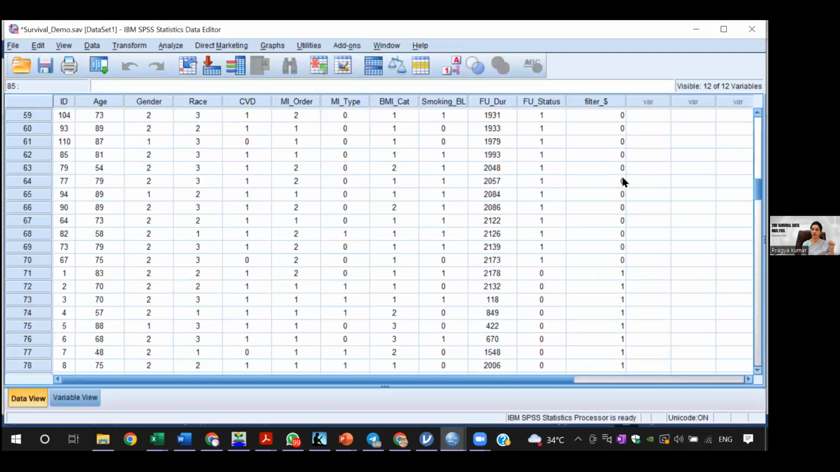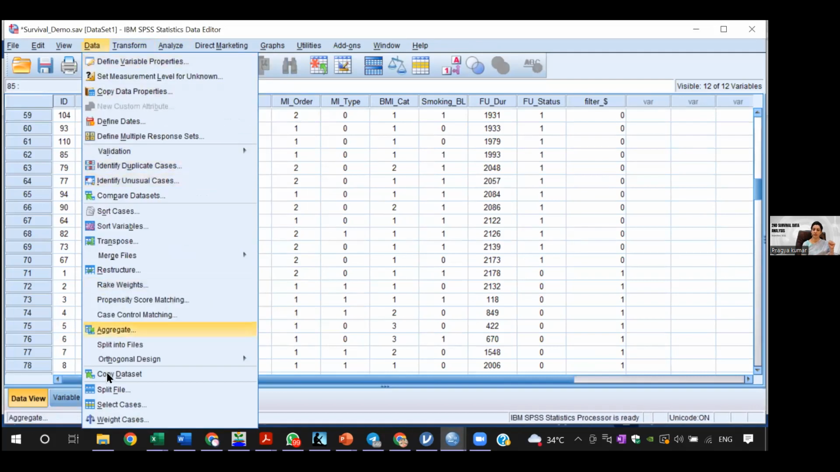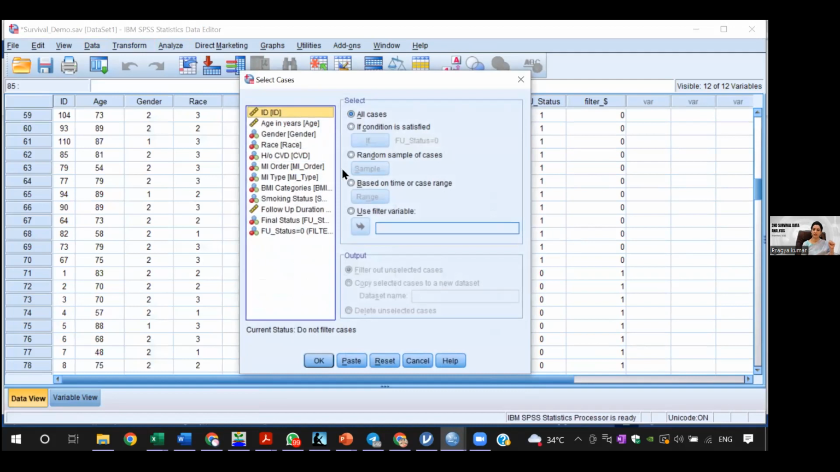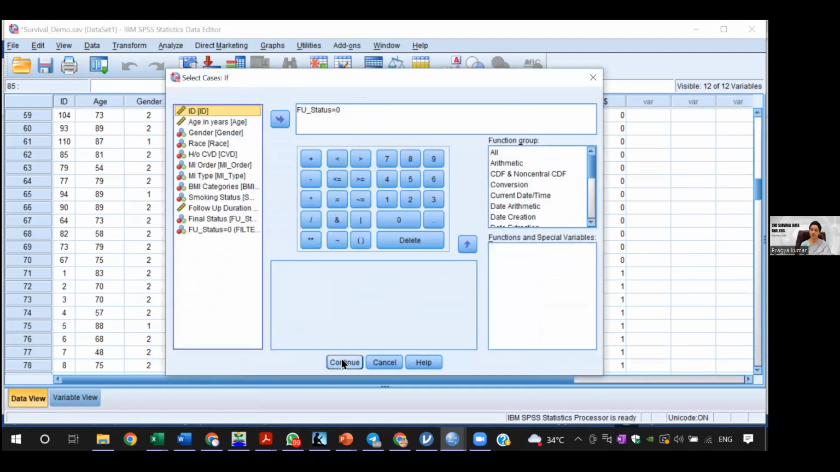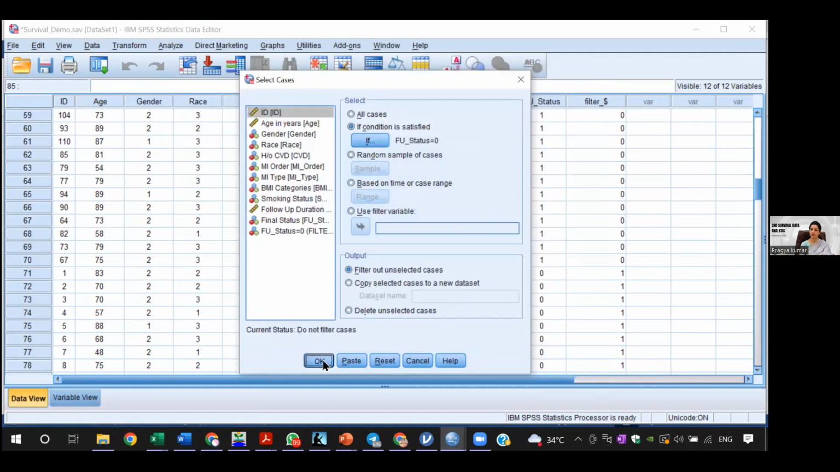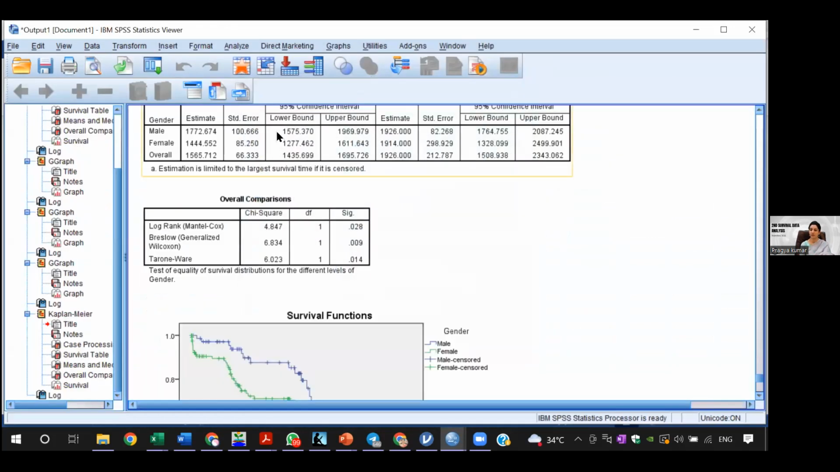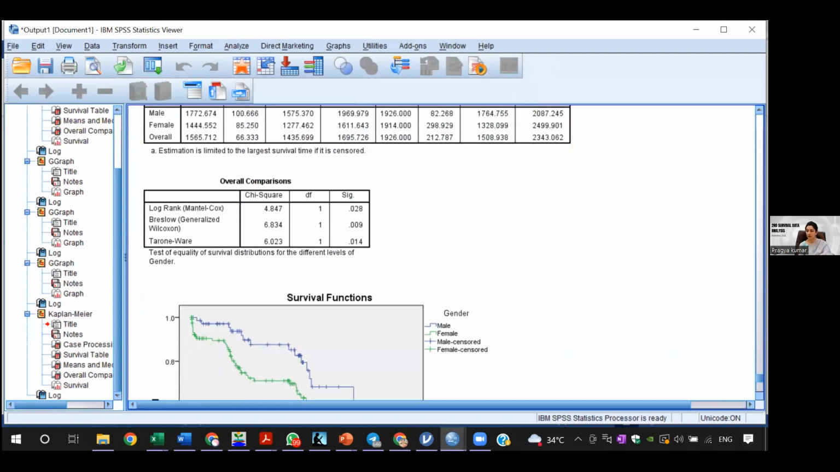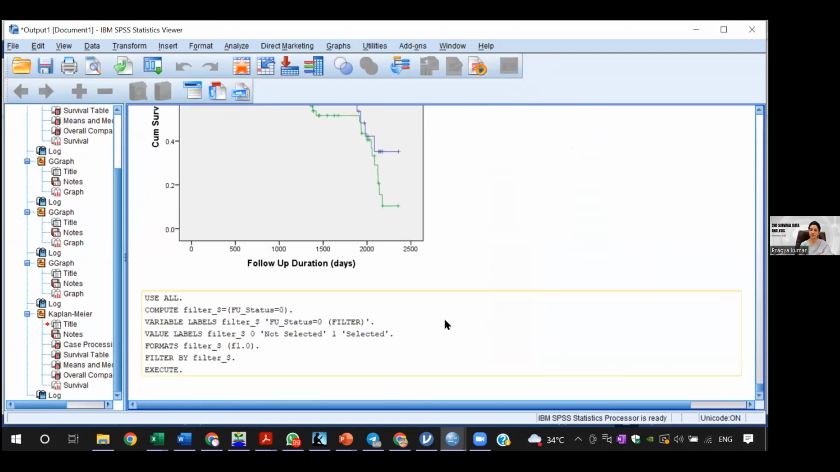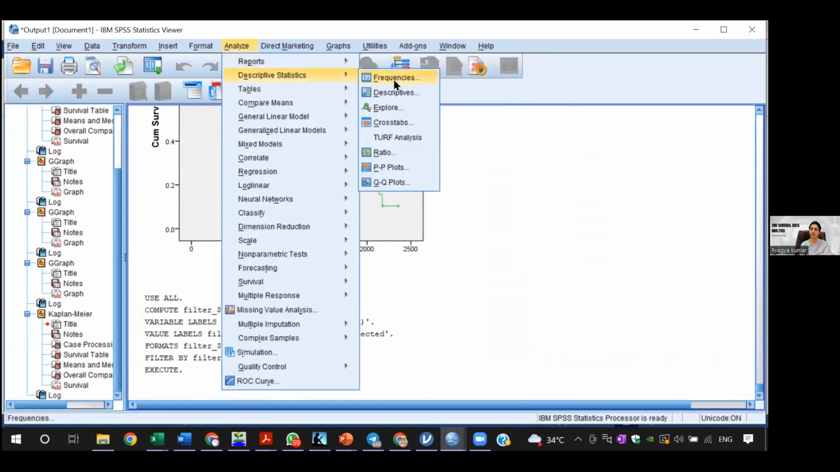I can go again here, and you can again select cases. So go to data, select cases, select this follow-up status, press OK. Now I'll have to see whether the filter has been applied or not. So yes, the filter is there. Now go to analyze. You can check with the descriptive also.